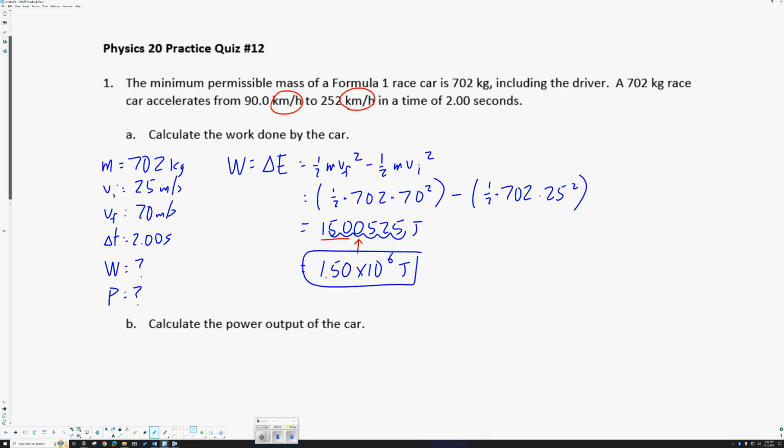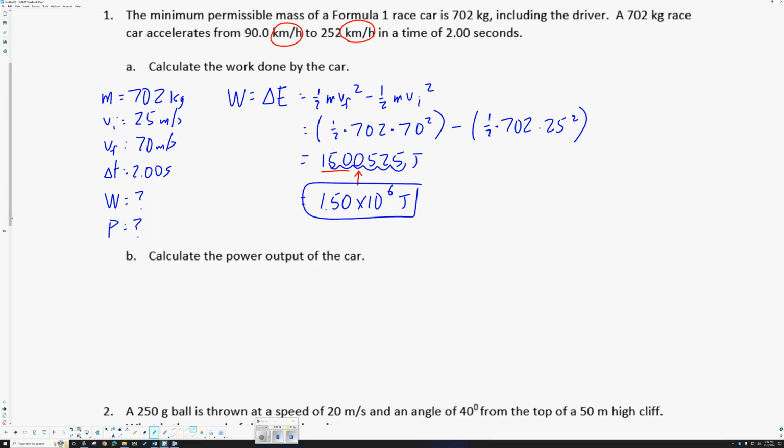Now, we've talked about this before. Whenever we're looking for power, it's an easy question now, right? Once we have work done, power is easy. We just take the work and divide it by the time. So my work here is 1500525. We always want to use our unrounded number if we're carrying it forward for another question. Divide it by 2.00 seconds, my time interval here, and that gives me 750262.5 joules per second, or watts.